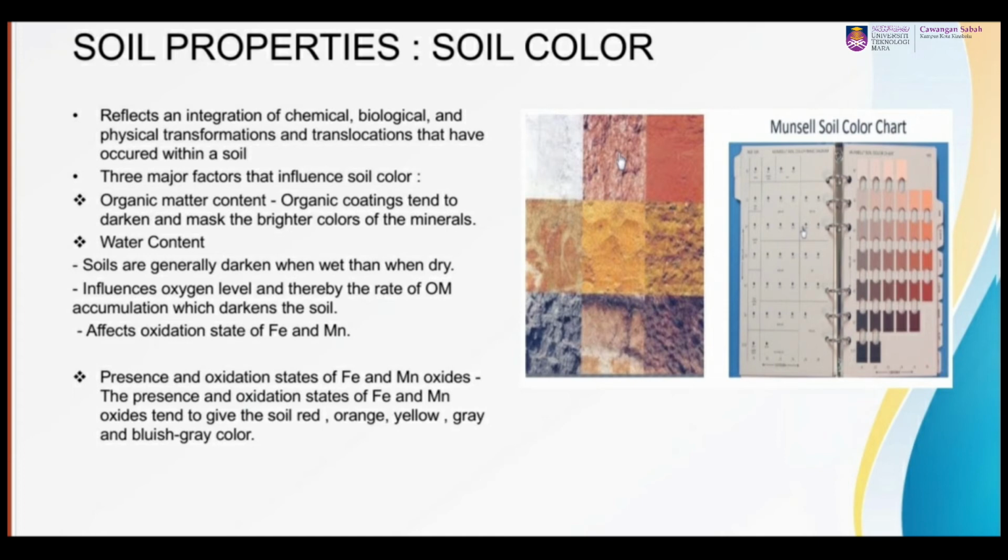Number three is the presence and oxidation states of Fe, which is iron, and Mn, which is manganese oxides. The presence and oxidation states of iron and manganese oxides tend to give the soil red, orange, yellow, gray, and bluish-gray color.